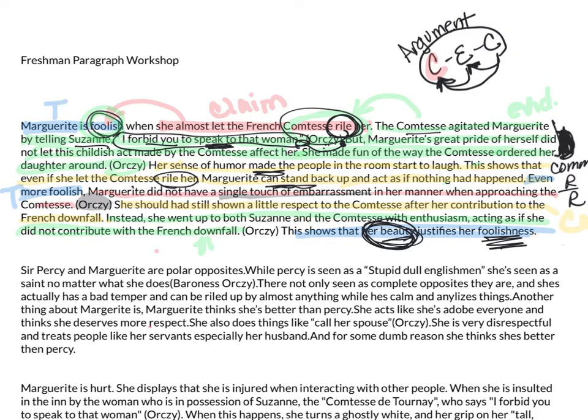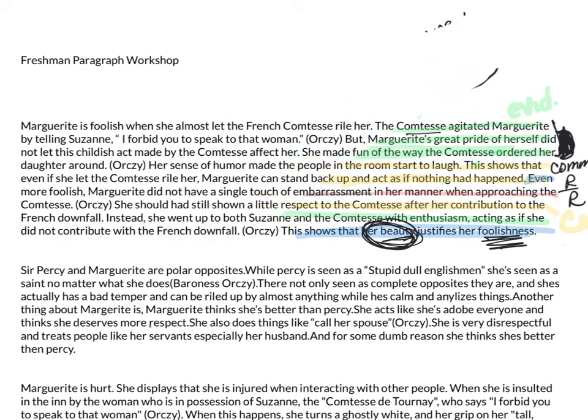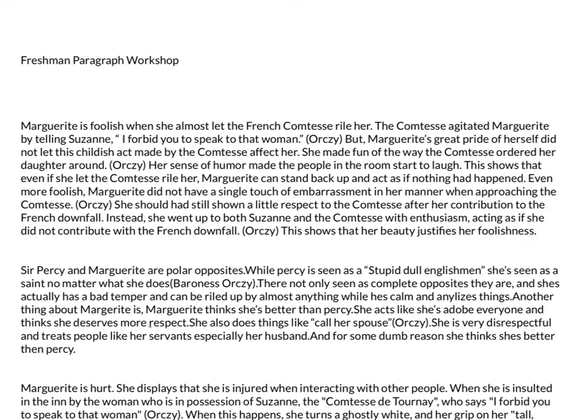So overall, this paragraph has a lot more problems to it. And the biggest problem in this paragraph is that it is not focused on what it should be focused on. And that is what we see in the topic sentence. It says up front that it's going to prove that she is foolish. And yet when I look in these arguments, I don't see Marguerite being foolish. That's a problem.